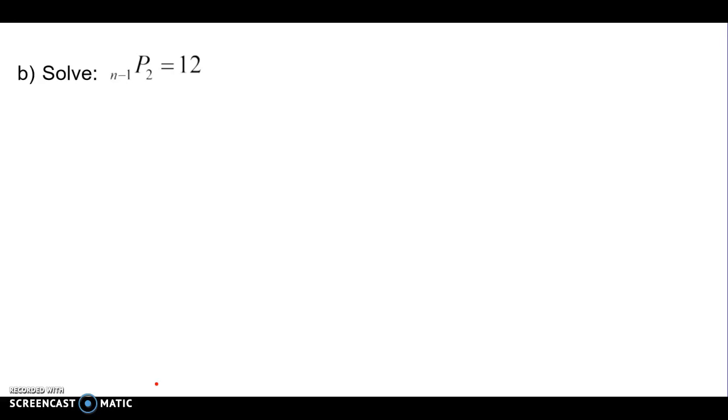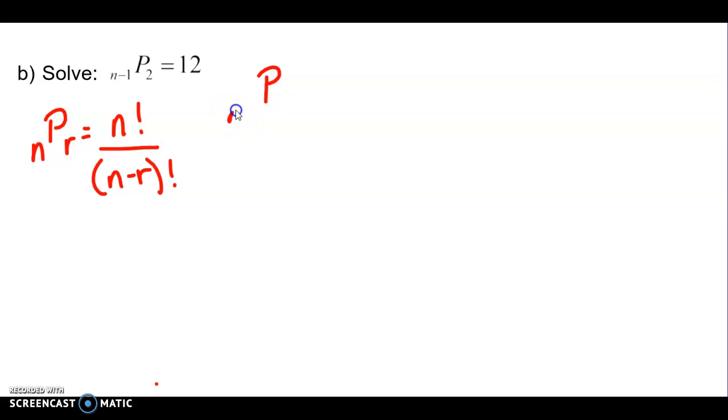Section 2.3, example 11b. Solve (n minus 1)P2 equals 12. So just to start off with our permutation formula, we have nPr equals n factorial over (n minus r) factorial. So we're going to start with (n minus 1)P2 equals 12.